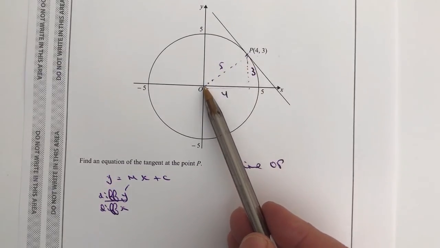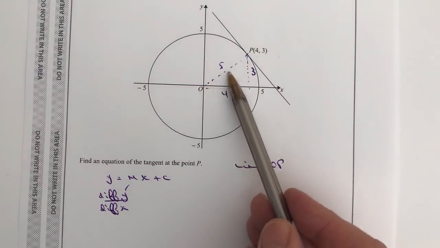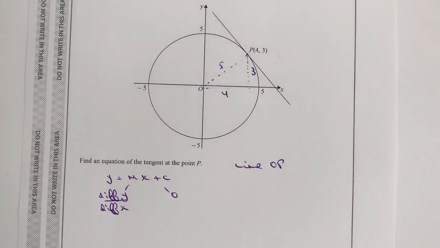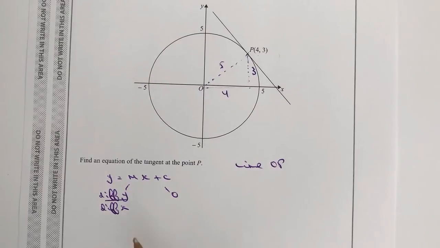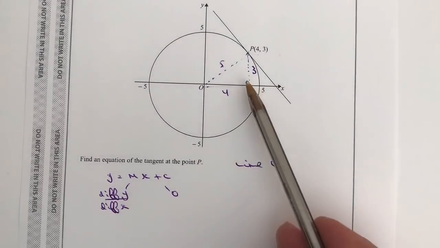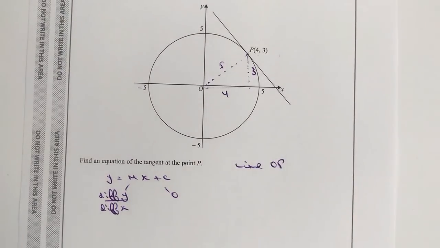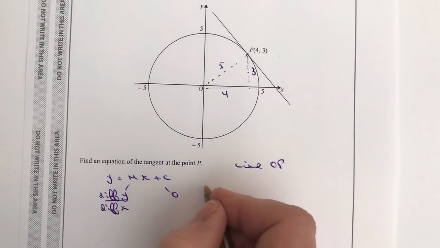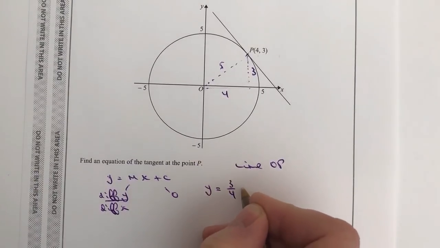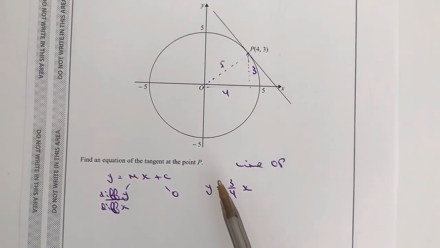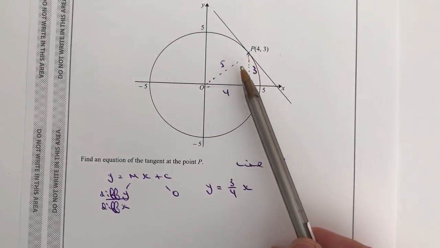Remember, we're looking at the equation of line OP, so c is actually going to be 0. Okay, so if I look then at the difference in y, that's the difference between here and here, which is 3, and the difference in x, which is 4. So actually I can write this as y equals 3/4 x, and that's it. If I wanted, I could write 3/4 x plus 0.